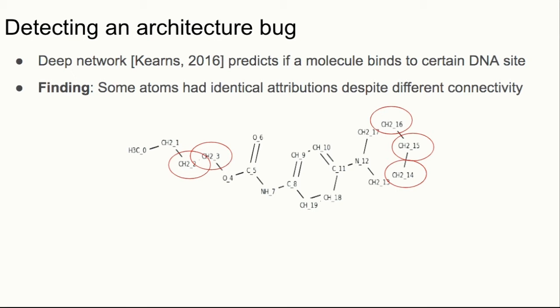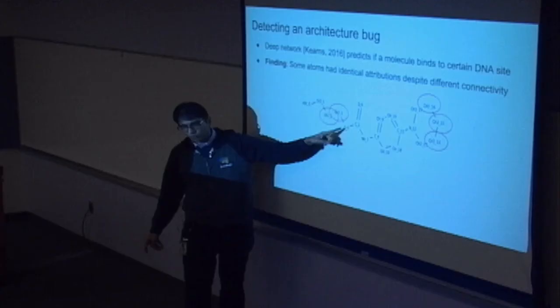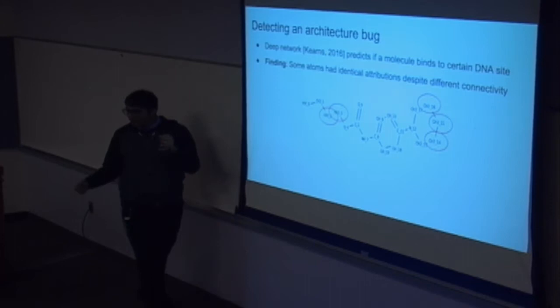So we applied attributions. It turned out that these five carbons got identical attributions, which was a bit bizarre because these five carbons have different connectivity structures. I mean, this carbon is bonded to another carbon with a single bond, but this one is bonded to an oxygen. So why would they get identical attributions?